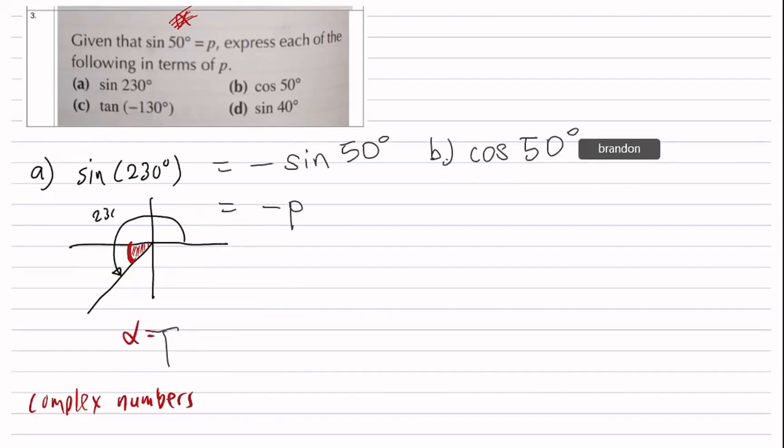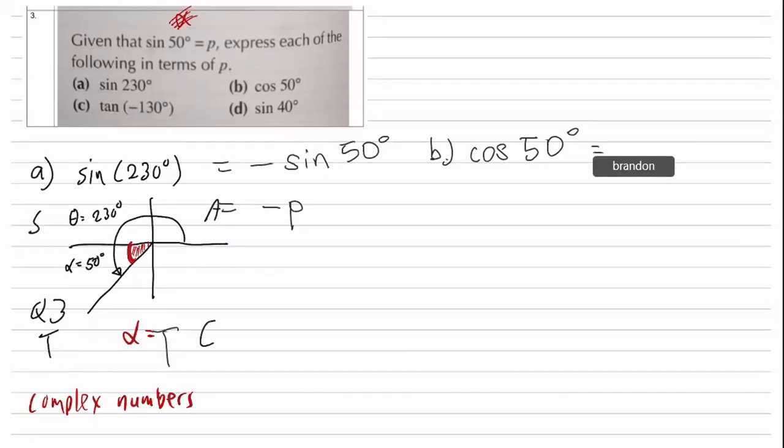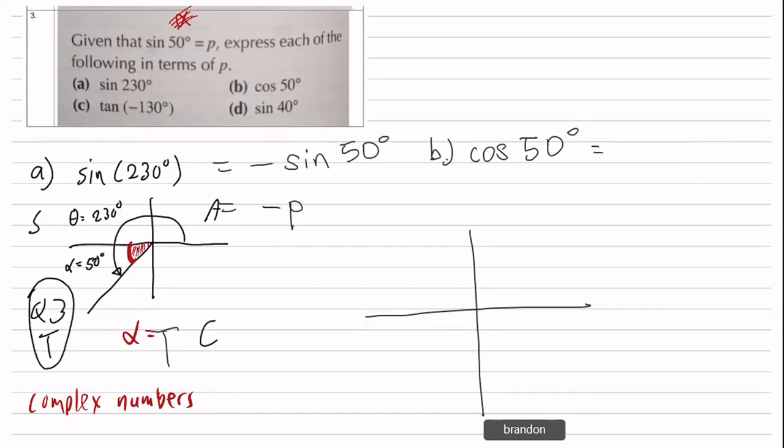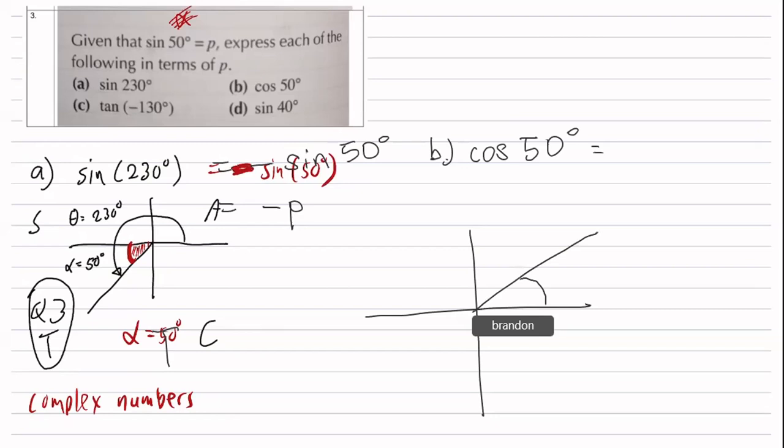My alpha is 50. Very good. So theta is 230, alpha is 50. It's in the third quadrant, so negative. Q3 is T. Yes, A S T C. So T is positive. Alpha was what again? 50 degrees. Then this equals sine 50 degrees, but tangent is positive there, everything else minus. So minus sine 50. But wait, what's sine 50? It's P. So this is negative P.